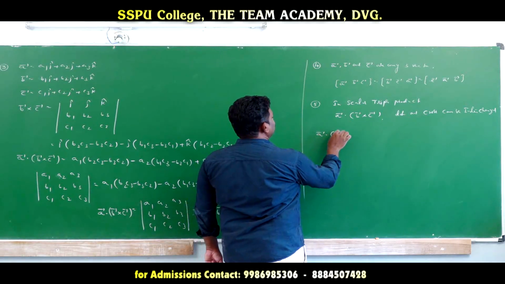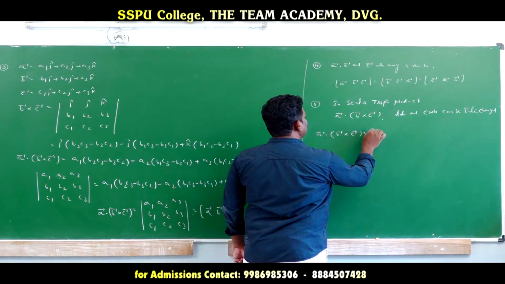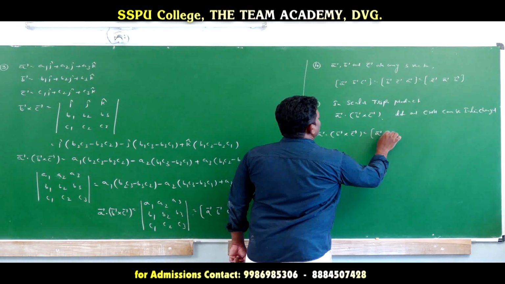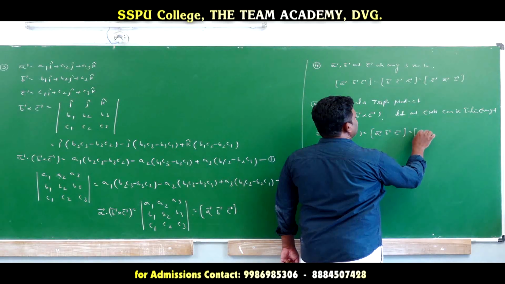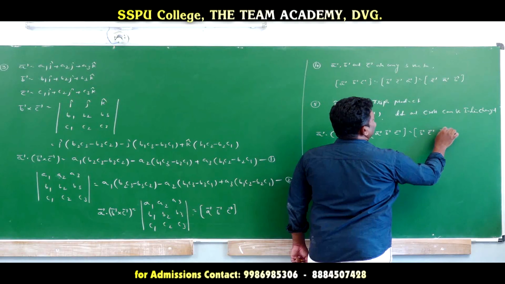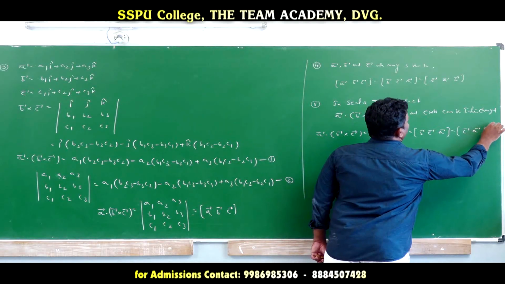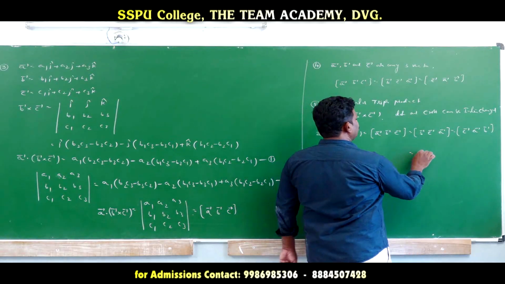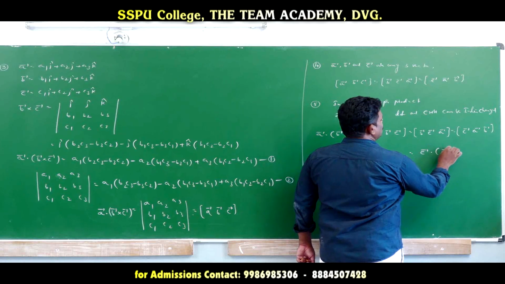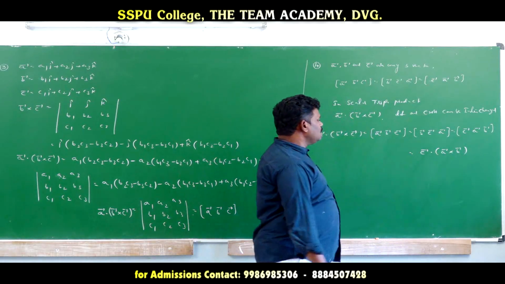box of a bar dot b bar cross c bar is equal to this value, which is actually a bar b bar c bar. We already did the rotations here. So this value is also b bar c bar a bar, and the next value is also c bar, a bar, b bar. Now this last value, c bar dot a bar cross b bar, c bar dot a bar cross b bar value.